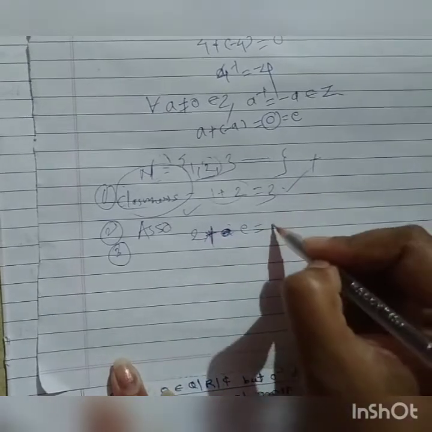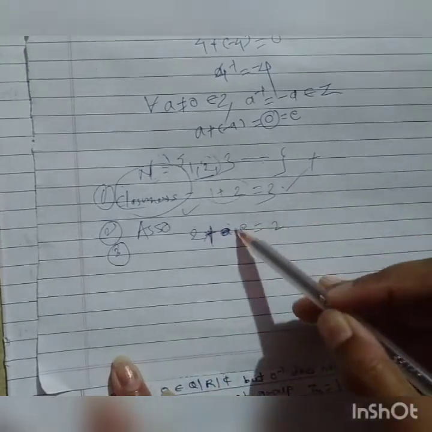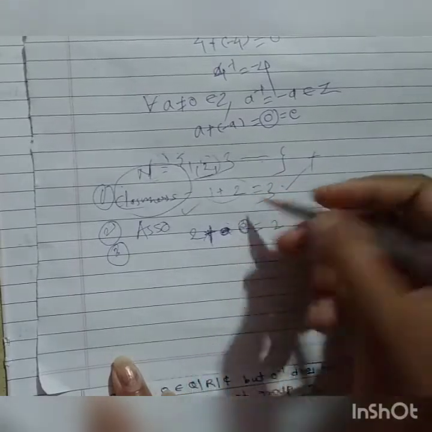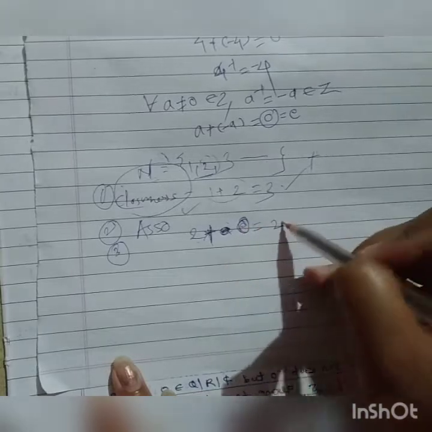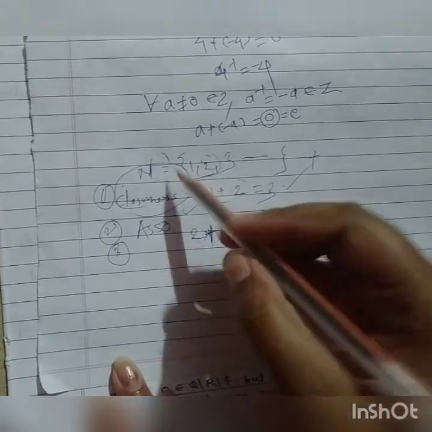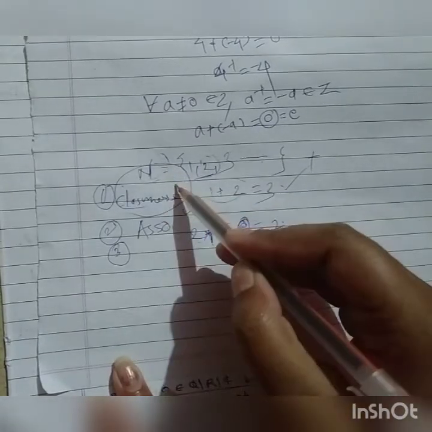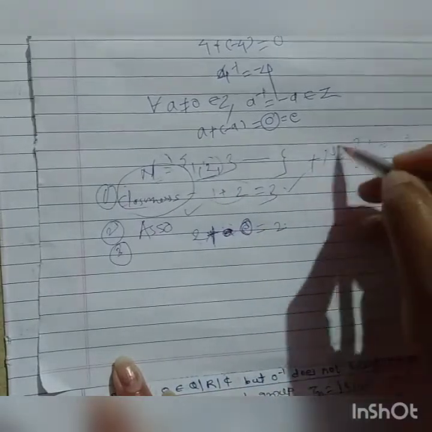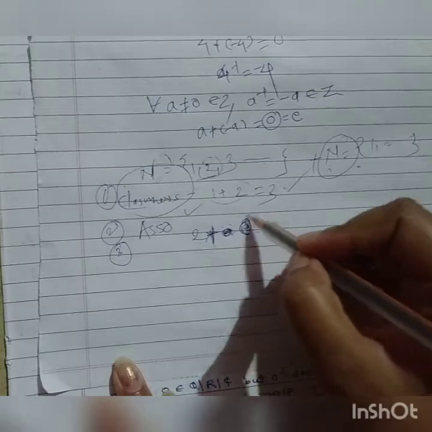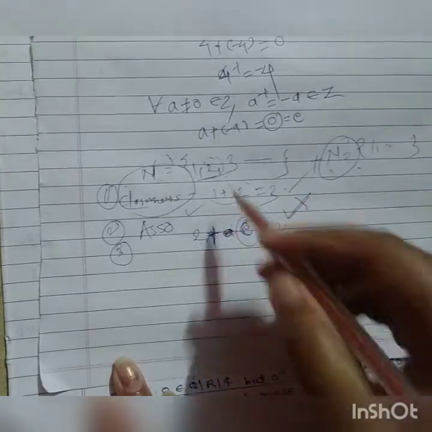Now here we have to consider 0, because the addition of any element with 0 gives the element itself. But does 0 belong to the natural numbers? No, because natural numbers start from 1, 2, 3 and so on. 0 does not belong to the set of natural numbers. Therefore, the identity does not belong to the set of natural numbers.